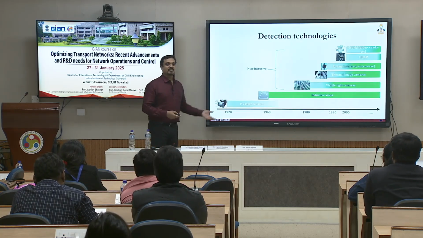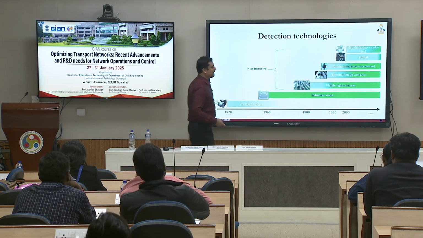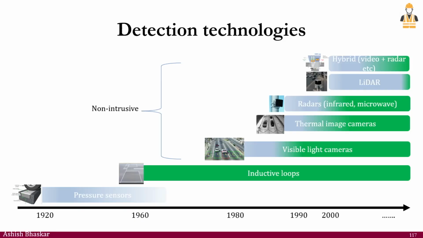We have already seen this slide. Detection and sensing technologies have been there for long. Inductive loops are well matured, well accepted, and there is a lot of interest in non-intrusive technology, that you can have visible light cameras, thermal image, radars, lidars, hybrid, that can be utilized for controlling various things.